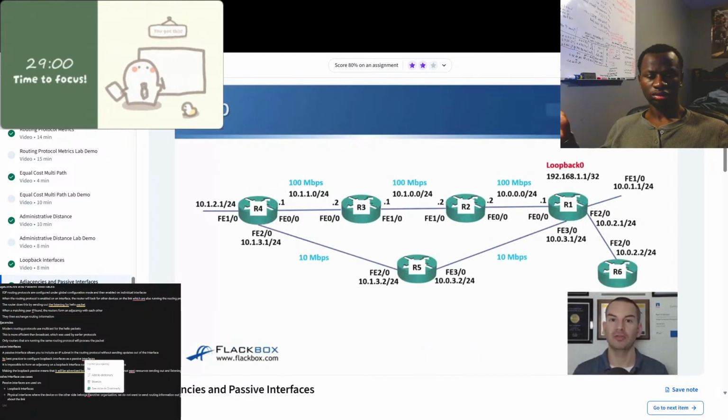Okay, so that was the theory for our passive interfaces. Let's actually configure them in the lab. We'll do that in the next lecture.